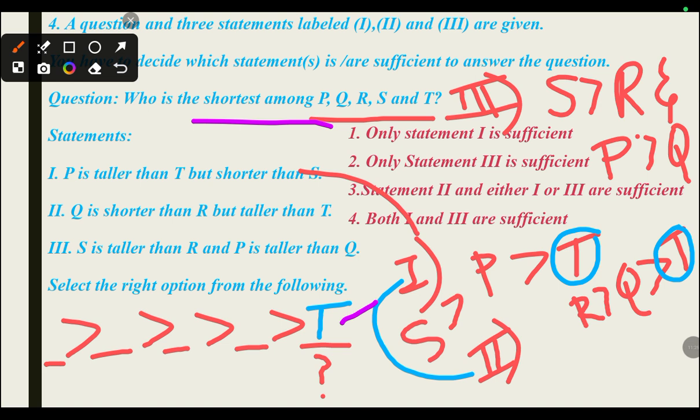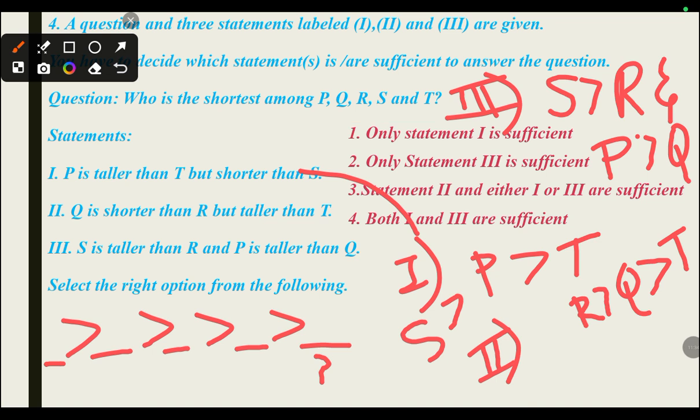But I also have to check whether I'm getting the answer with 2 and 3 or not. So if I can see here 2 and 3, just see 2 and 3. Here R, Q, T, S, R.